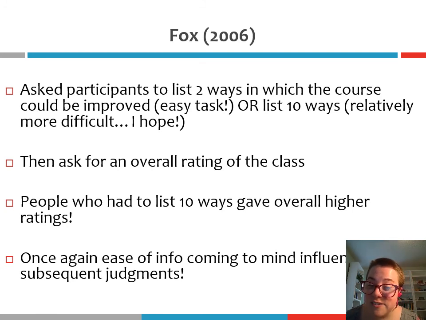Again, because they had a hard time, right? It was difficult to come up with 10 potential improvements for the course. And so that led them to the conclusion, I'm having a really hard time coming up with proposed improvements for this class. It must be a really good class, right? So again, the ease with which we're able to generate examples for something is going to determine our subsequent judgments about it.